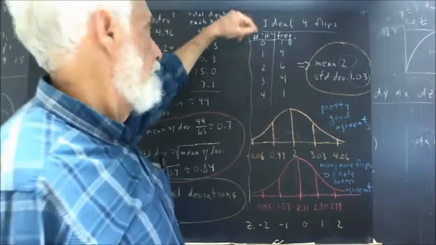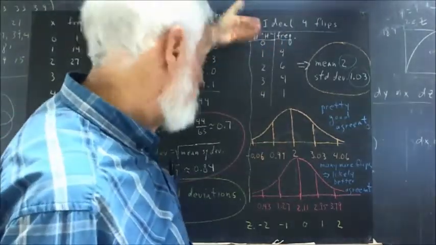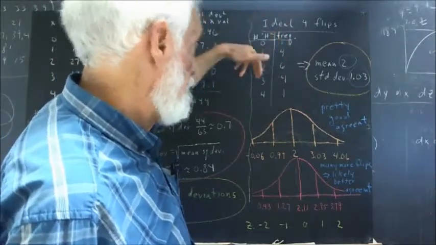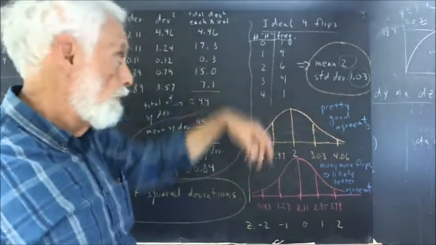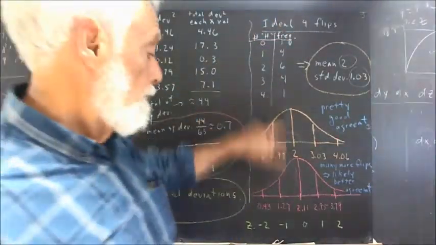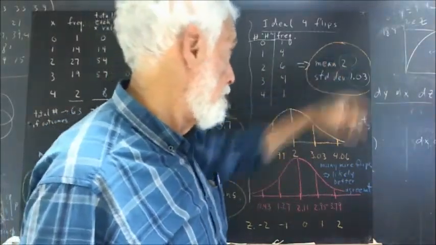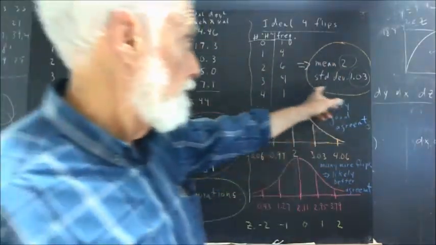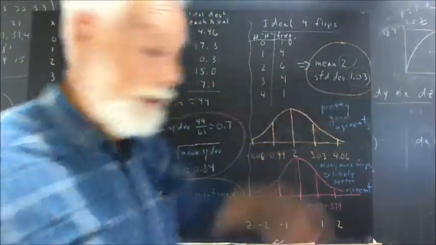Or we can just say, well, if we're going to have 4 1s, that's going to total 4. 6 2s will total 12. 4 3s will total 12. 1 4 will total 4. We add those numbers up, and again, we get 32. And then when we divide by the 16 outcomes, we still get a mean of 2. And we can calculate the standard deviation also. It turns out that's 1.03.